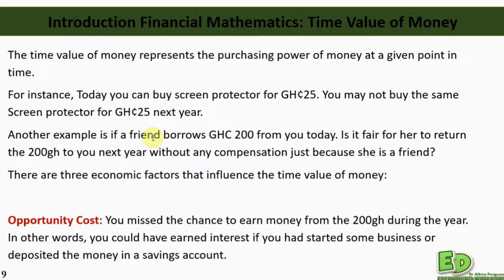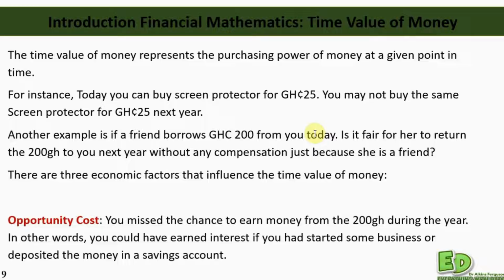There are 3 economic factors that influence the time value of money. So if a friend lends me 200 cedis today, and then she decides that you can bring the money back next year, paying the same amount, that means the person is not charging me any interest rate. But if there's an interest rate on it, say I'm borrowing 200 cedis today and paying in 3 years' time, and she's charging a rate of 3%, that means I'll pay more than that in 3 years' time.